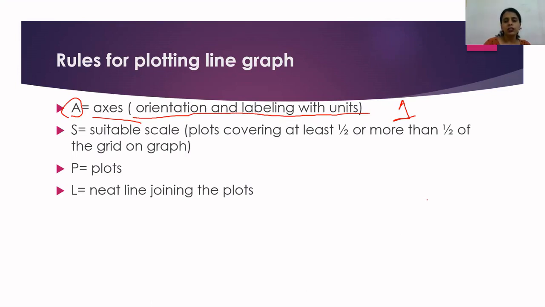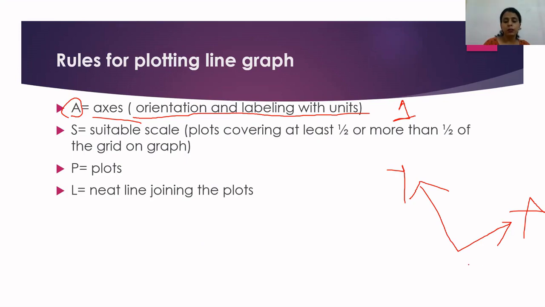Okay. Orientation, the meaning of the word orientation is, for example, if you're making a graph like this, this vertical axis is always the y-axis and this horizontal axis is always the x-axis. You should not flip these two axes. You should not label the vertical as x and the horizontal axis as y-axis. Apart from this orientation, you should also label these axes with units.